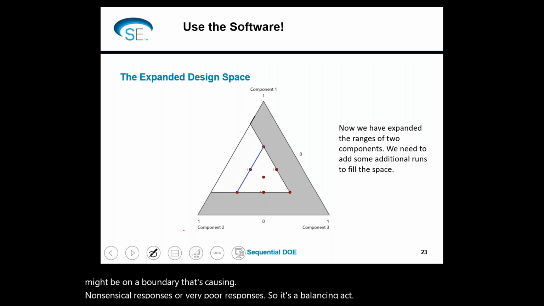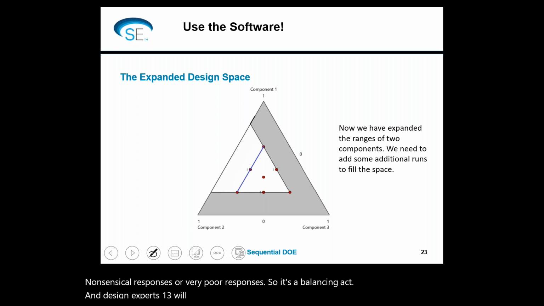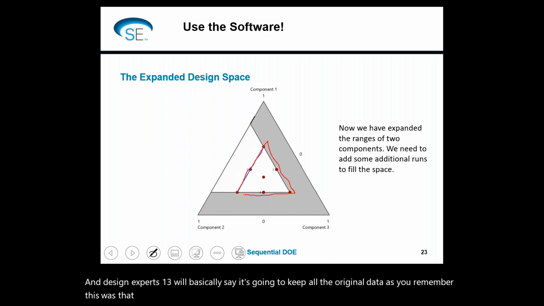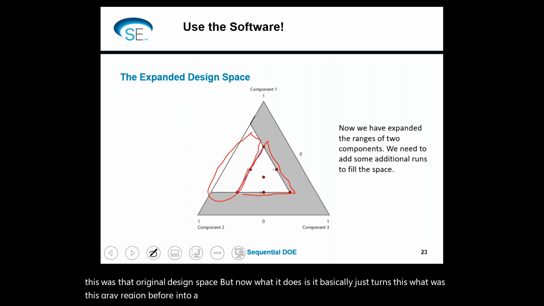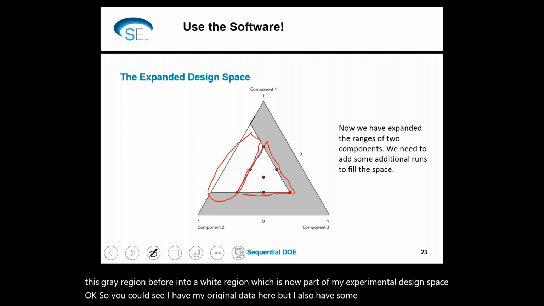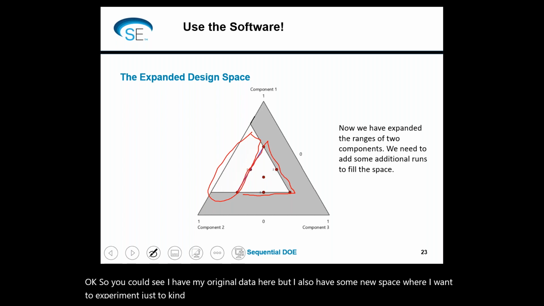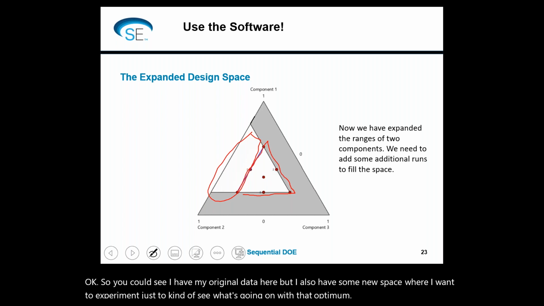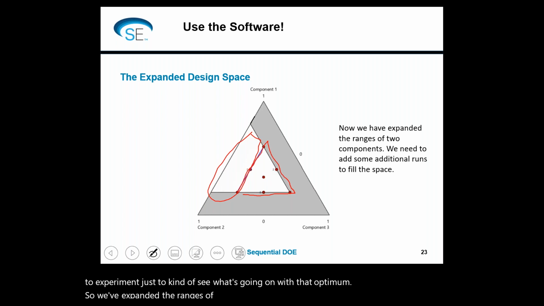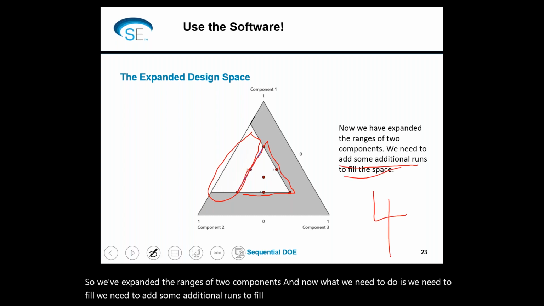Design Expert 13 will keep all the original data. As you remember, this was the original design space, but now what it does is turn what was this gray region before into a white region, which is now part of my experimental design space. So you can see I have my original data here, but I also have some new space where I want to experiment just to see what's going on with that optimum. We've expanded the ranges of 2 components, and now we need to add some additional runs to fill the space. Remember, we had 4 runs left over.